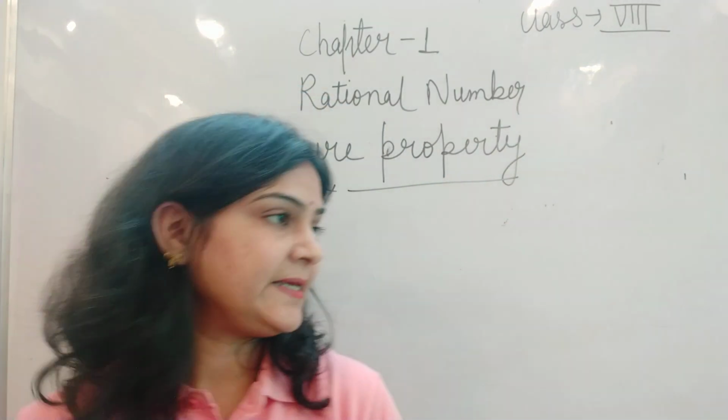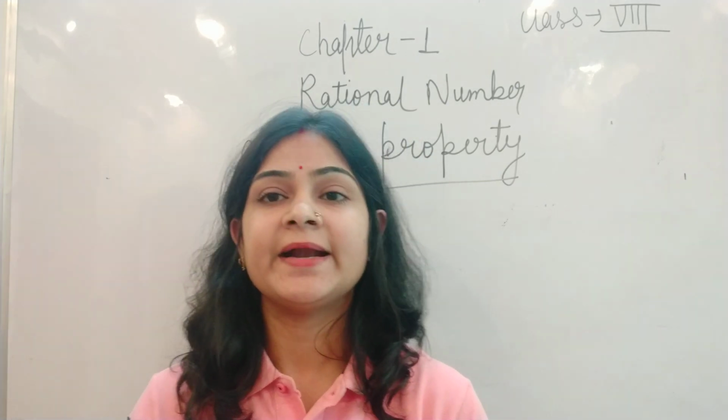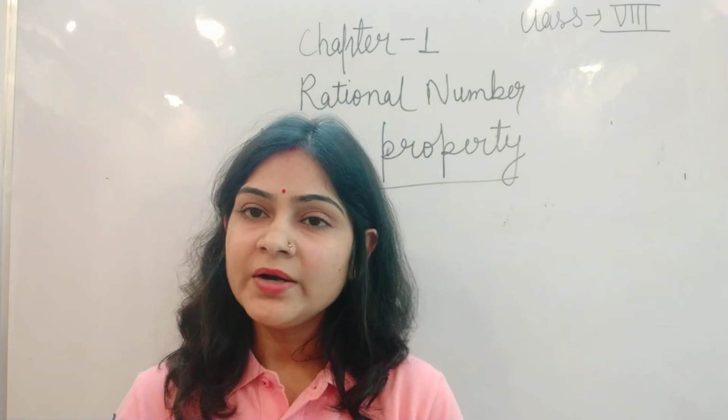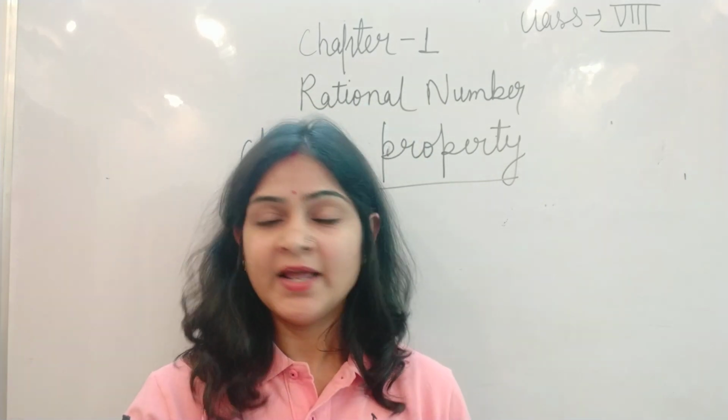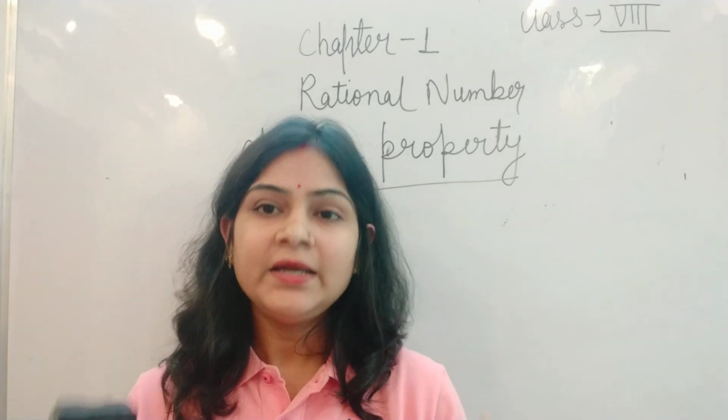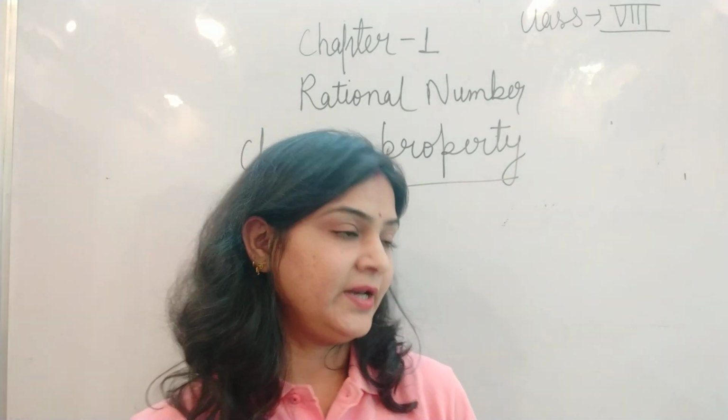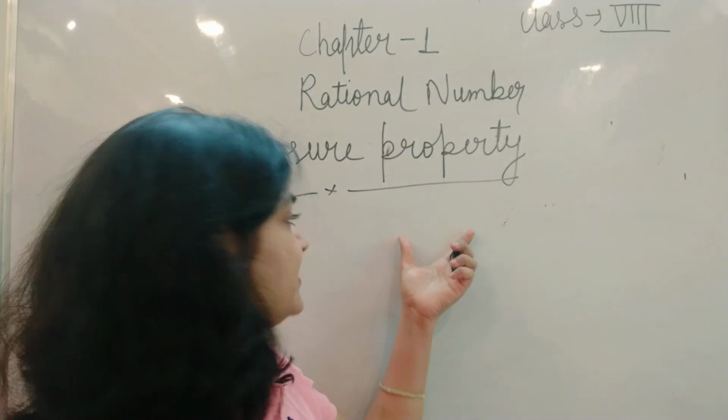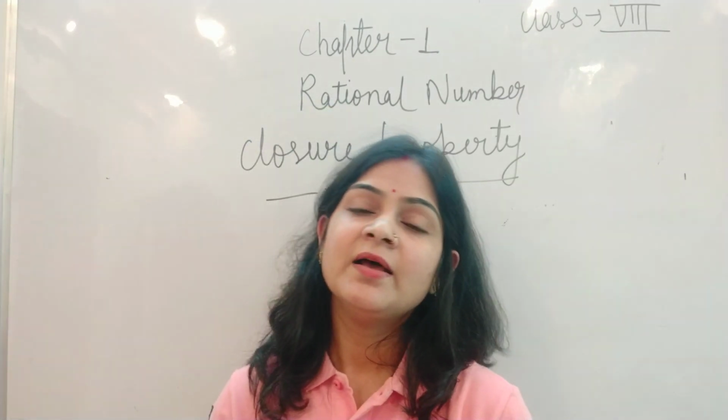What does this property say? This property says that rational numbers allow only rational numbers to come in. They don't allow any other numbers to come in. For understanding this concept, I take one example.